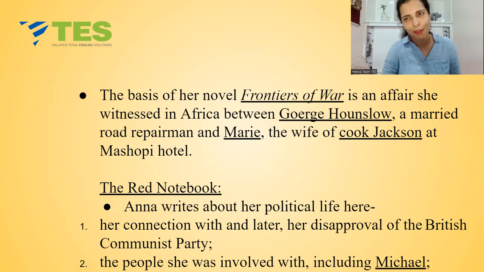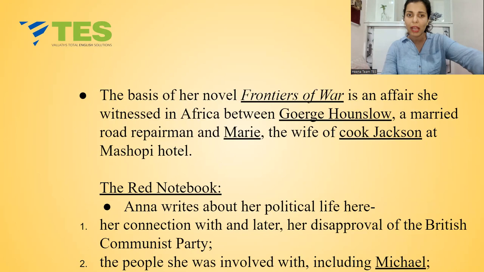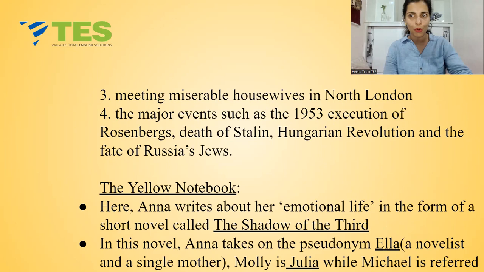Third, meeting miserable housewives in North London. And fourth, the major events of those times, like the 1953 execution of Rosenbergs, death of Stalin, Hungarian Revolution, and the fate of Russia's Jews. With this, we are done with the red notebook, okay? So, abhi black notebook ho gayi, red notebook ho gayi, and now yellow notebook.